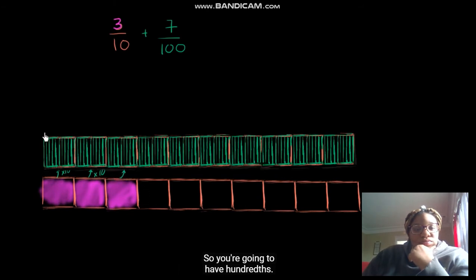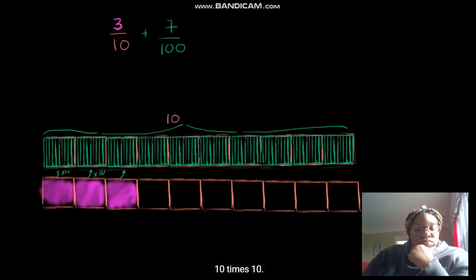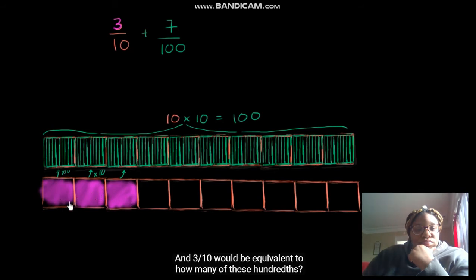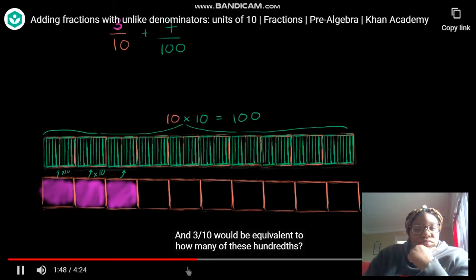So you're going to have hundredths. Then the sections are going to describe hundredths. So let me write it this way, 10 times 10, you are then going to have hundredths, and 3/10 would be equivalent to how many of these hundredths?